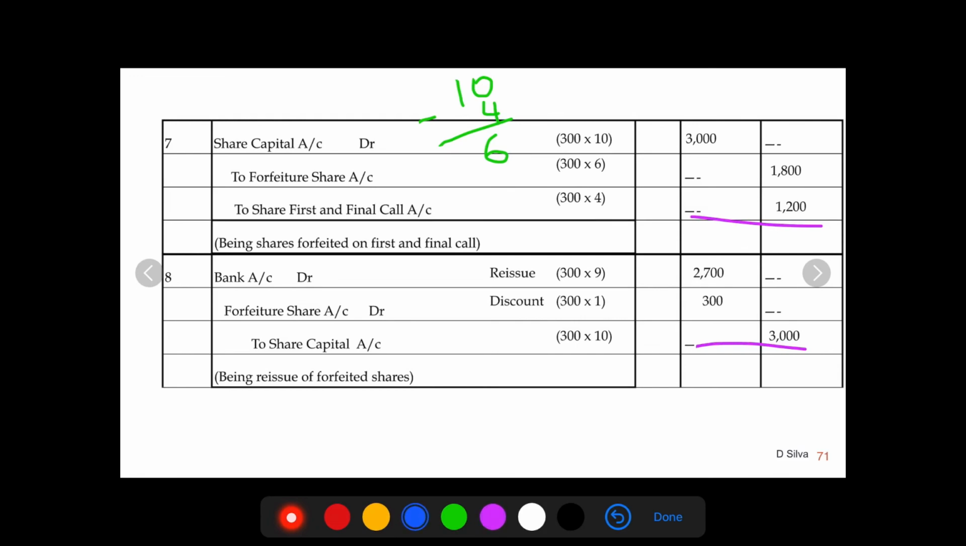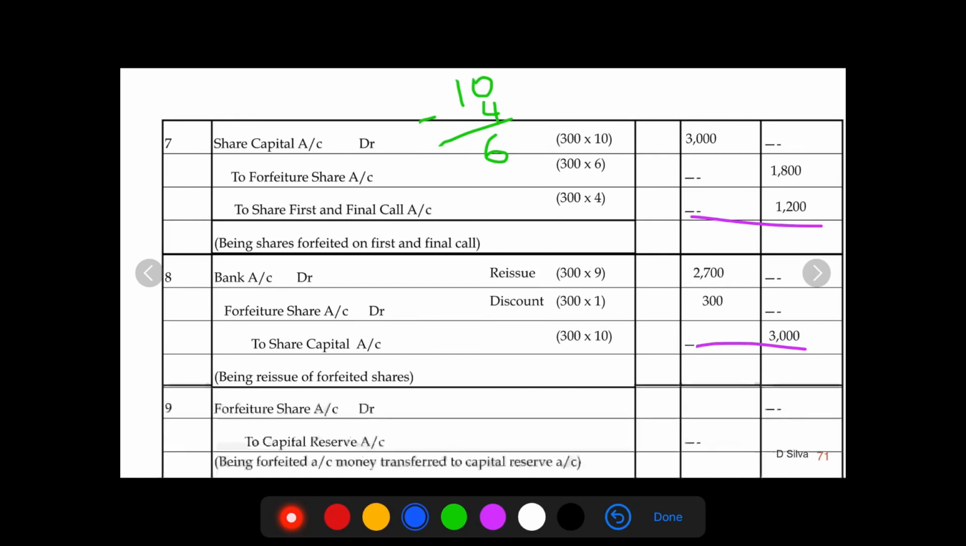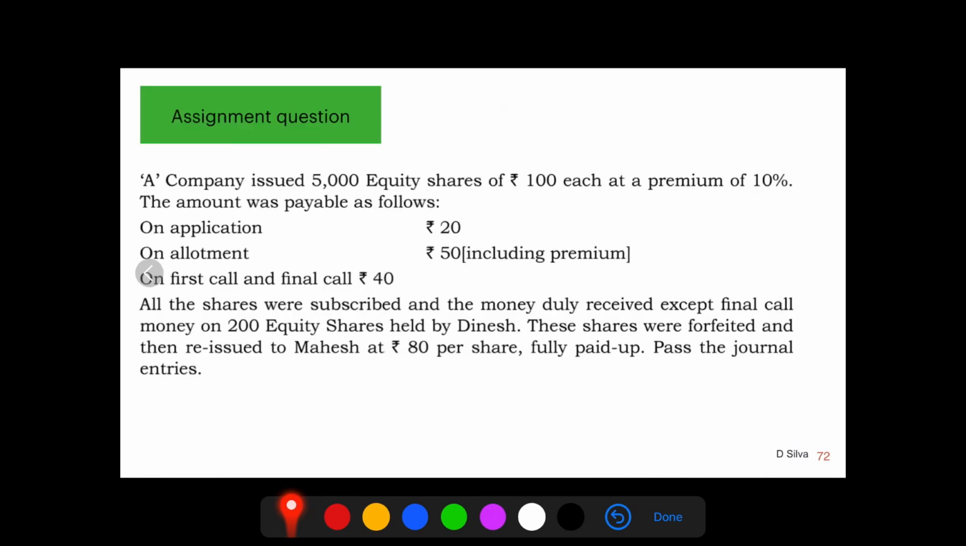Now we have gained a profit on forfeiture, which is now being transferred to capital reserve account. Forfeited shares account debit to capital reserve account. The calculation is the credit entry of forfeiture 1,800 minus the debit entry on forfeiture rupees 300. So the capital reserve amount is rupees 1,500. So again students, this makes up your 12-mark question. Here you have your assignment question. Thank you.